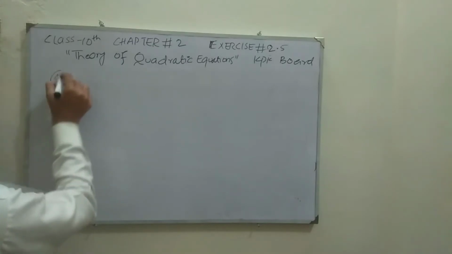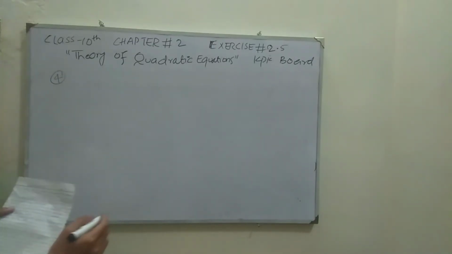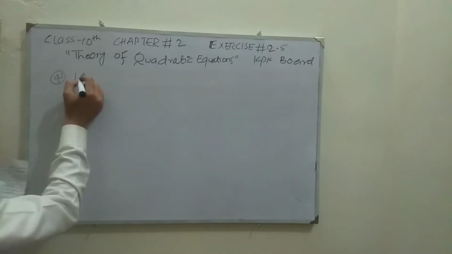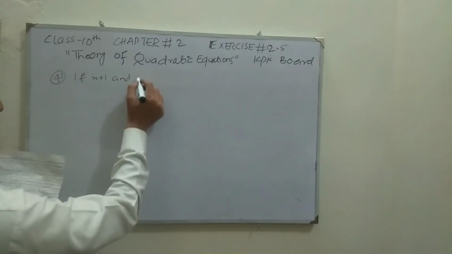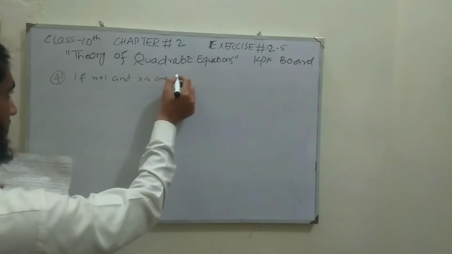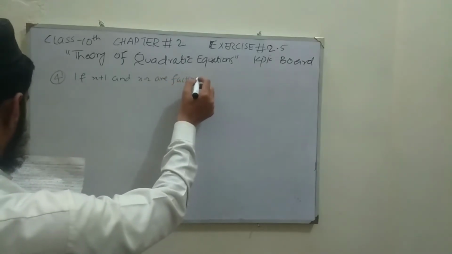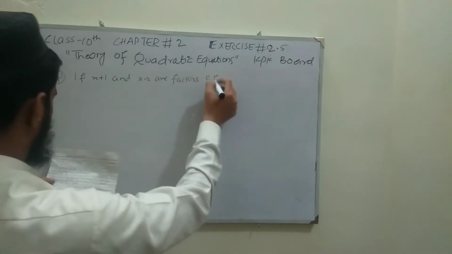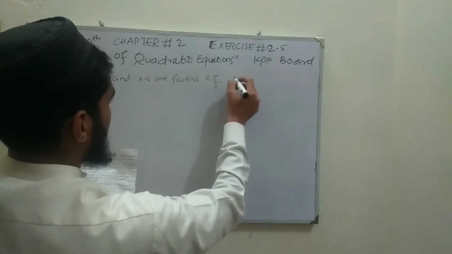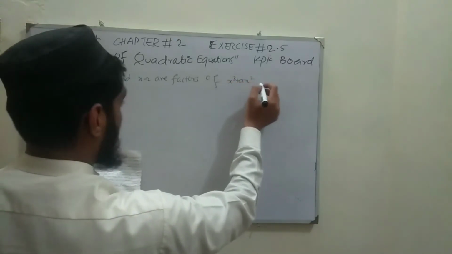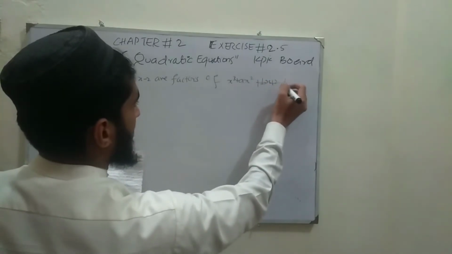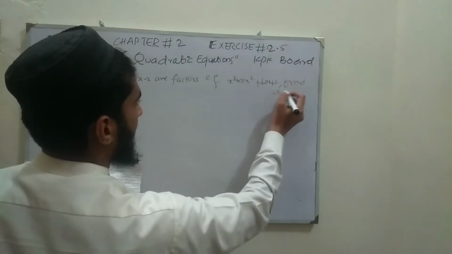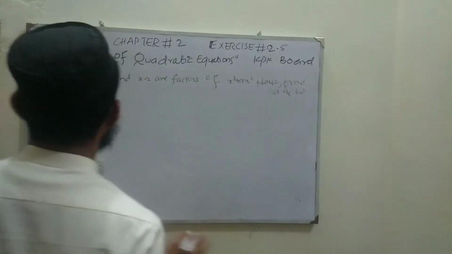Question number 4 is the same as question number 3, but the variables here are changed. If x plus 1 and x minus 2 are factors of x raised to power 3 plus ax square plus bx plus 2, use synthetic division to find a and b.